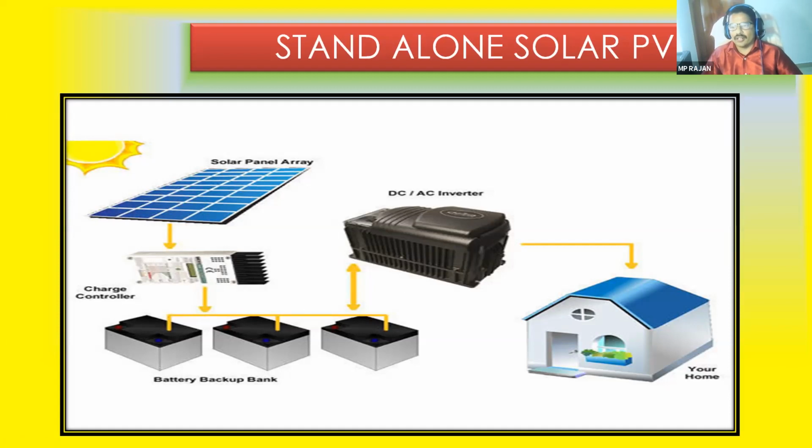You know there are mainly two types of solar PV system. One is standalone solar PV system. One is on-grid. On-grid means you can connect your solar power output to the grid. Whereas in the standalone system, we can store the electricity produced by the solar panel in a battery, and we can utilize the supply as and when we require.